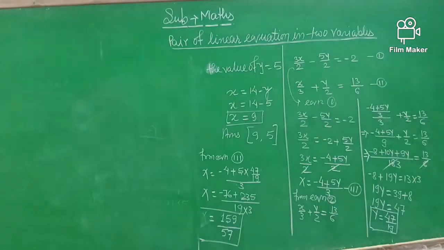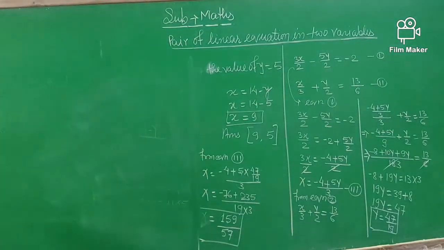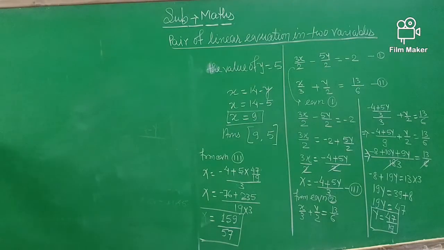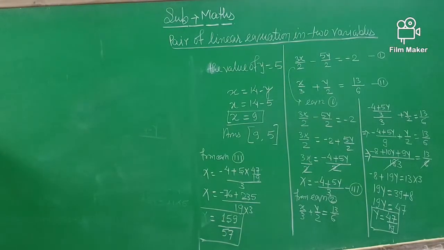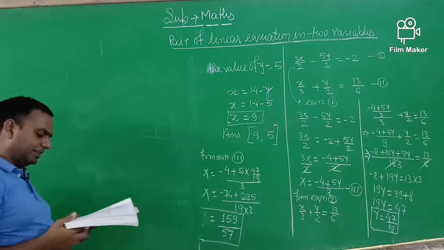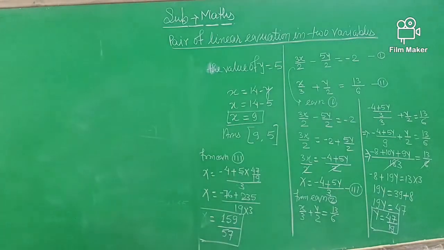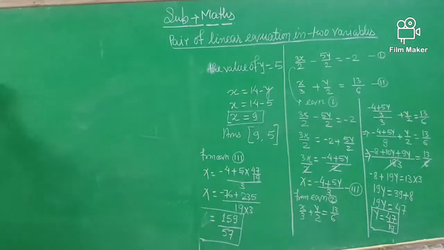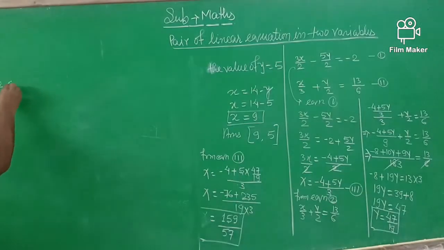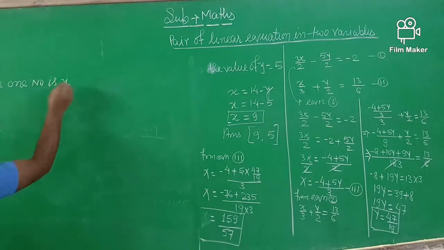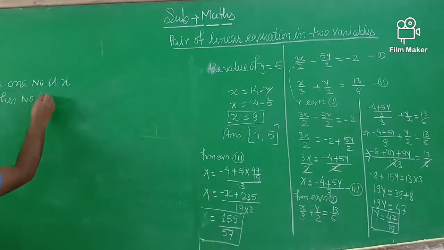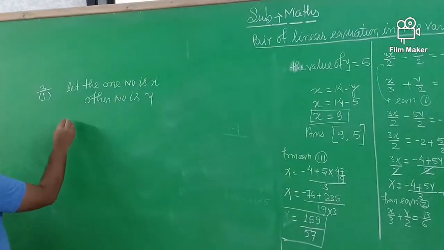First question is that the difference between two numbers is 26 and one number is 3 times the other number, find them. So let one number be x and the other number be y, according to the first condition.